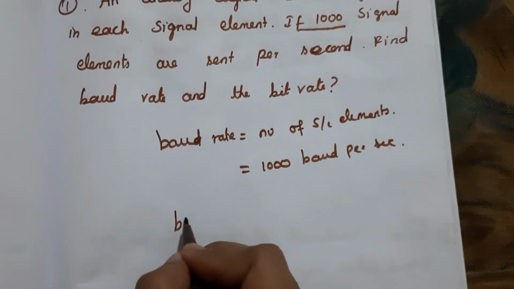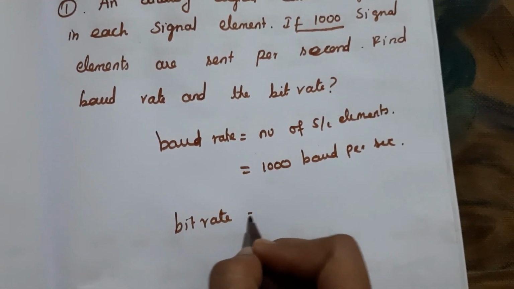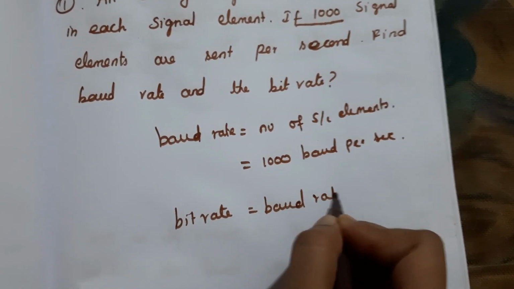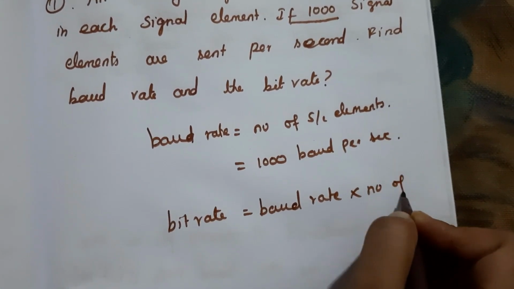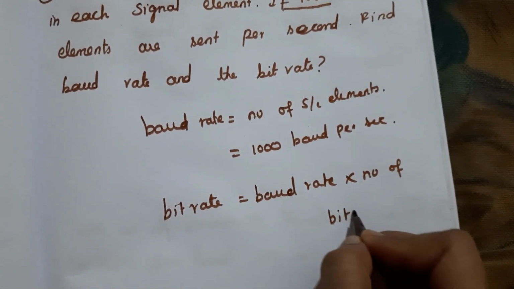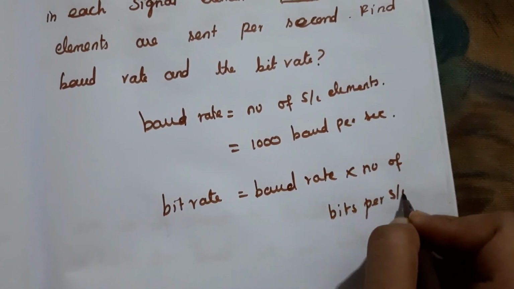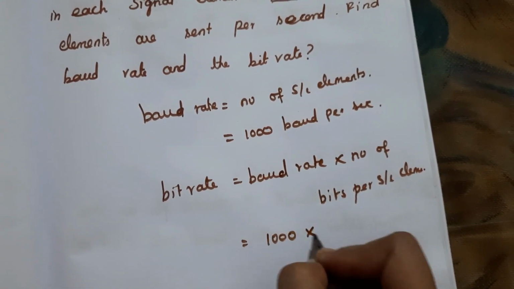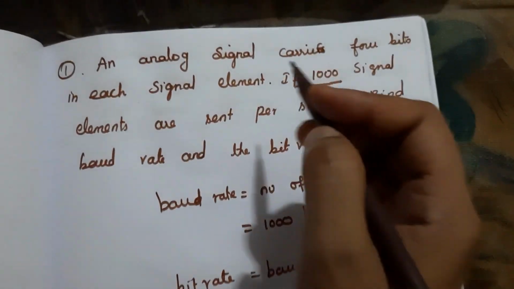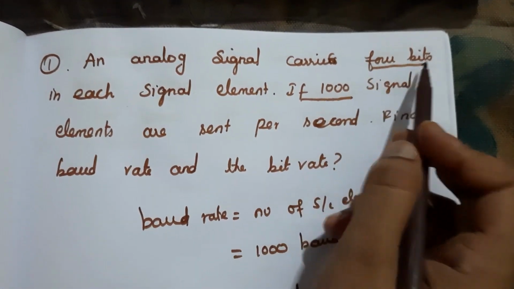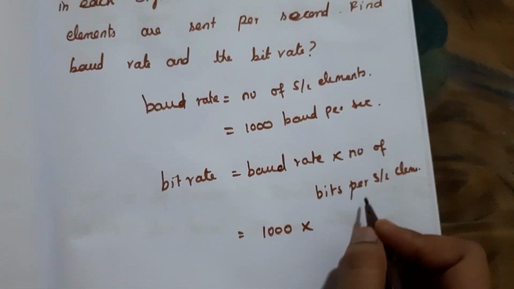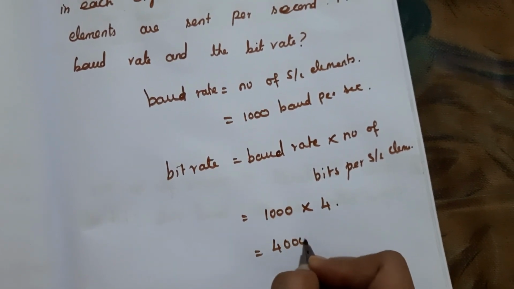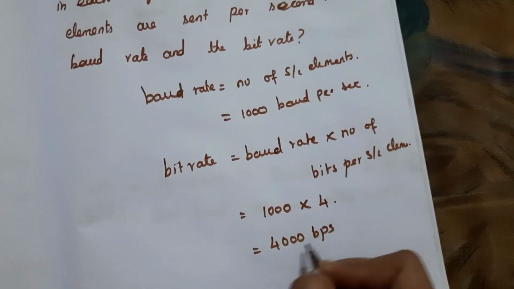And the relationship between bit rate and baud rate is, bit rate is equal to baud rate times the number of bits per signal element. So here baud rate is 1000 and the number of bits per signal element is 4 bits. So the bit rate is 4000 bits per second.